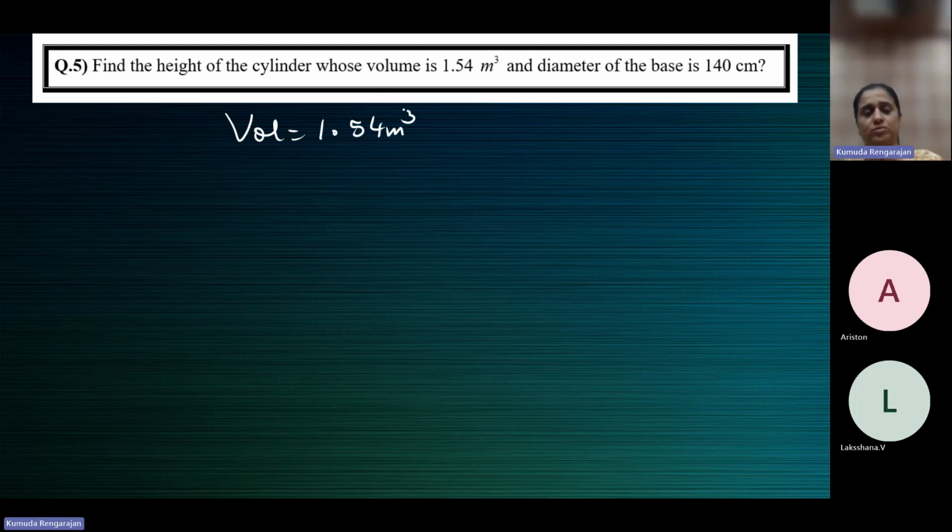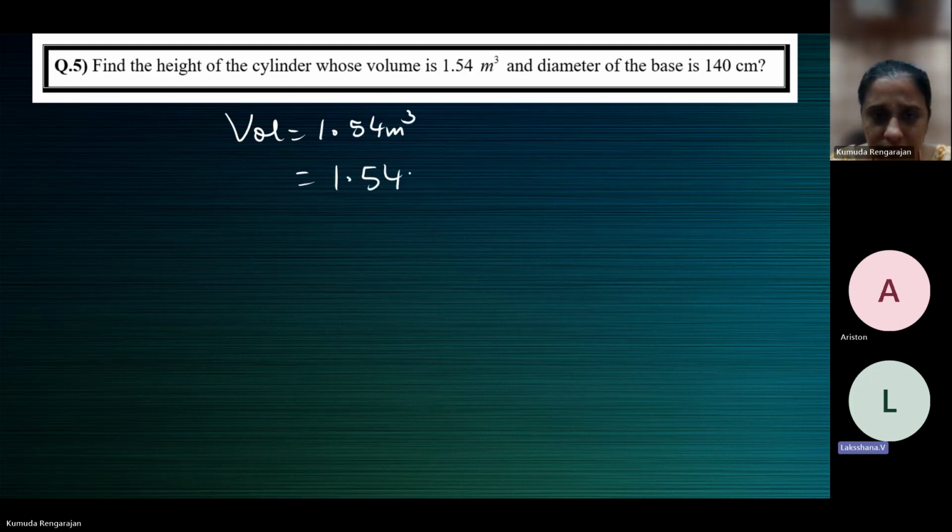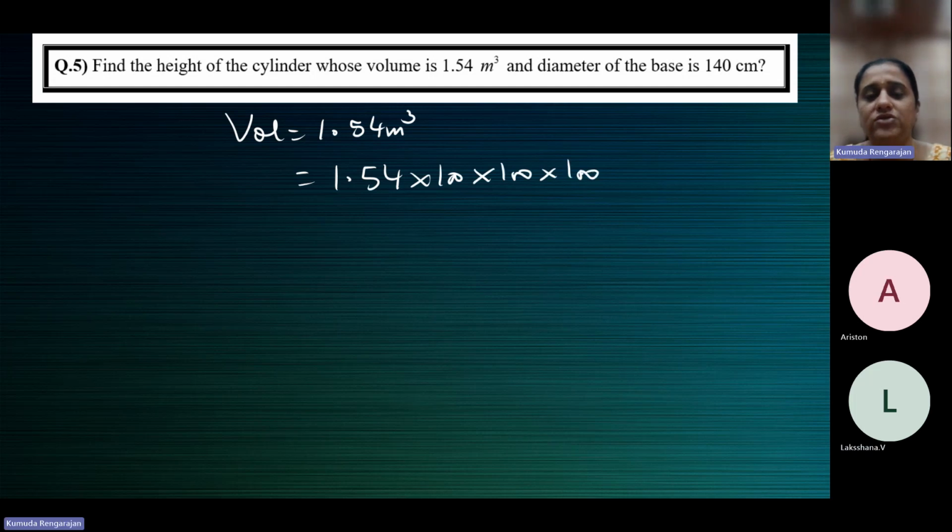How do you convert meter cube to centimeter cube? Ma'am, multiply by 100 three times. So it is 1 followed by 6 zeros.